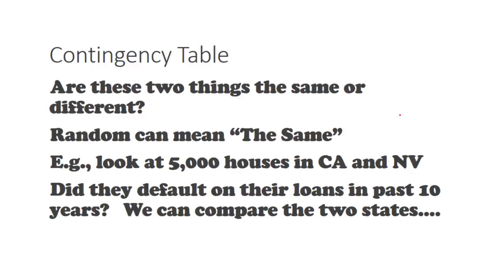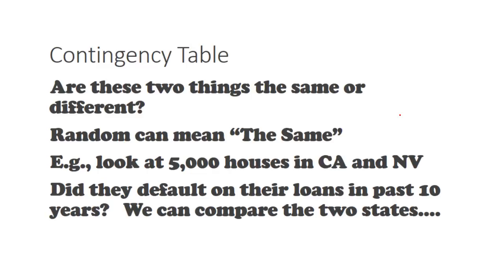All right, now, we use chi-square also to do something called a contingency table. In a contingency table, we're asking the question if two things are the same or different, or more things. There could be 3 or 4 or 5 or 6 things. Random in this case means the same.